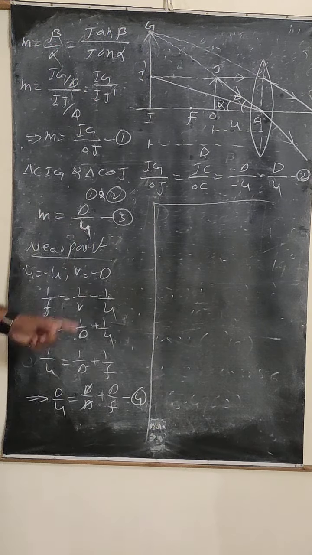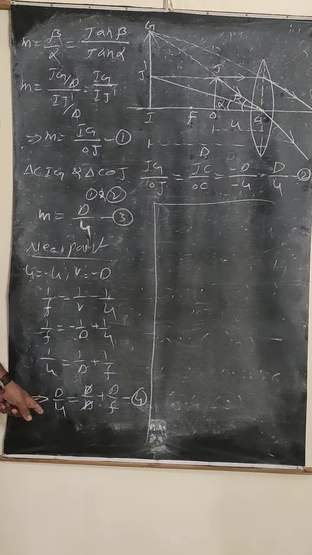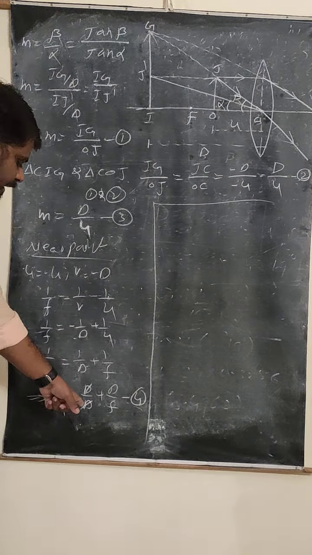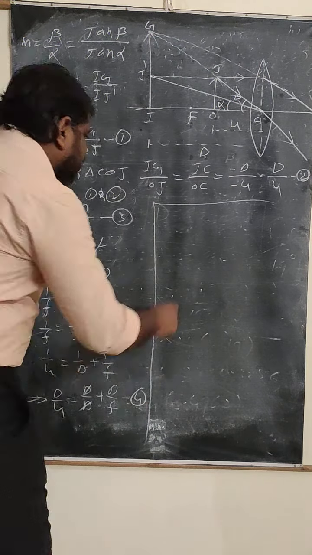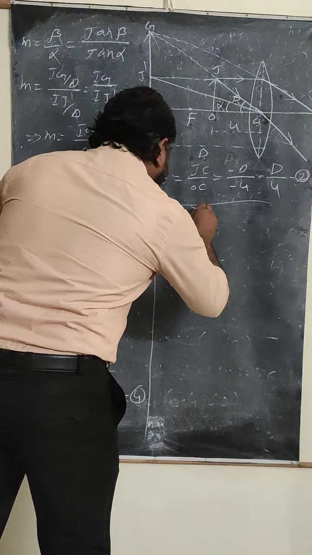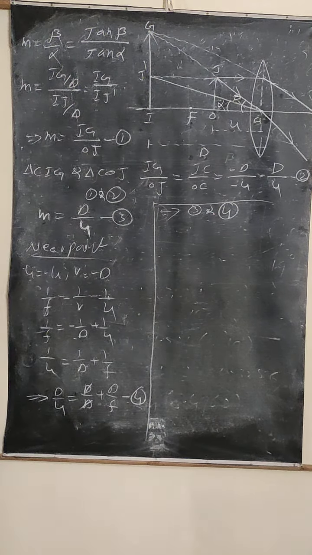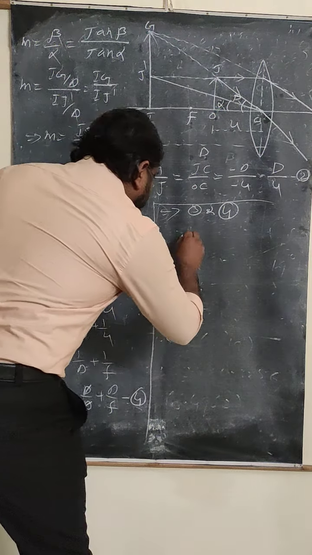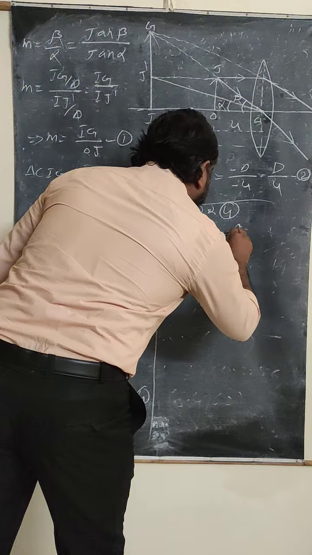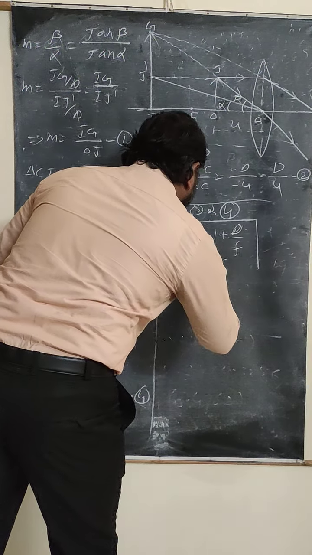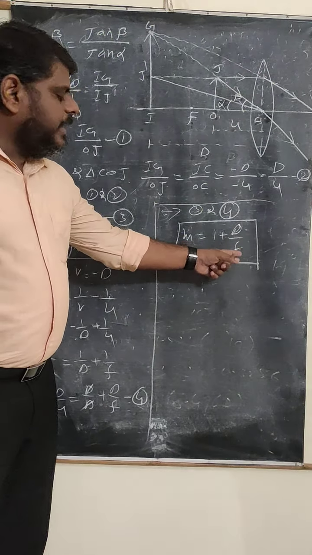M is equal to D by u. And here D by u is the left hand side. That means on the left hand side, what can you write? M you can write. Right hand side, D by d cancels, 1 plus D by f. So from the third and fourth equations, what you can write? M is equal to 1 plus D by f.